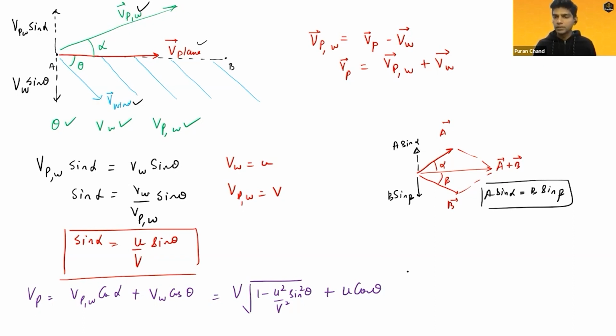Now we can find the time from A to B. That will be the distance, let us say D, divided by the speed, that is VP. Got it? So this is the basic concept we have to apply. Let's try a question.